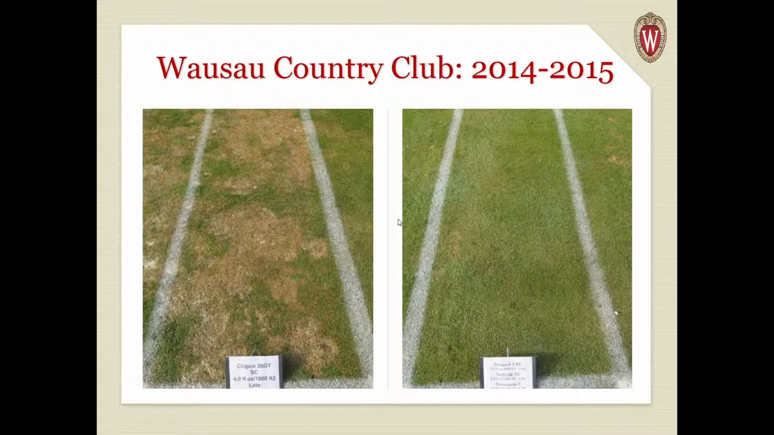Same thing here, iprodione on its own. Normally, iprodione is considered a very strong pink snow mold product. This is mostly pink snow mold at this site, but on its own it just can't hold up to that heavy pressure, whereas the Concert and Turfside mixture to the right is providing very effective control.